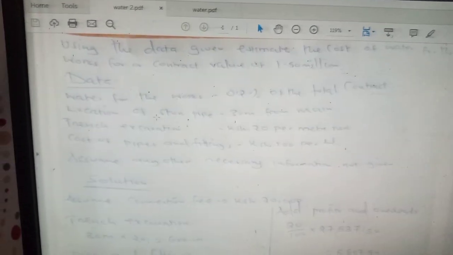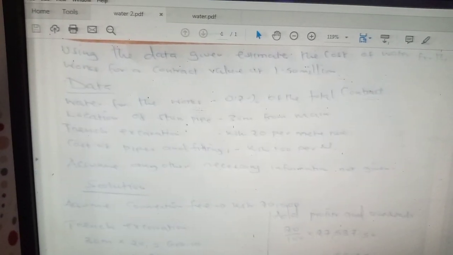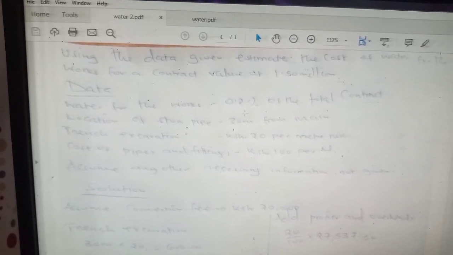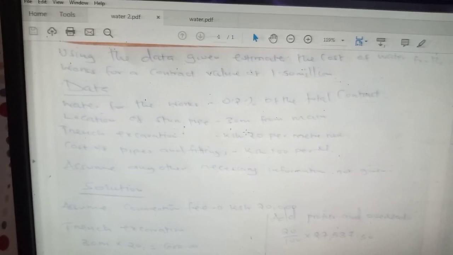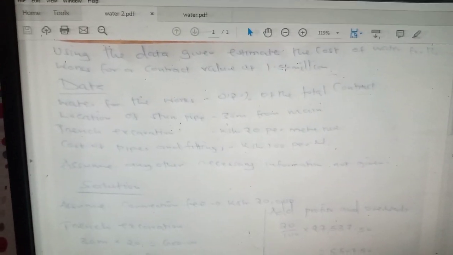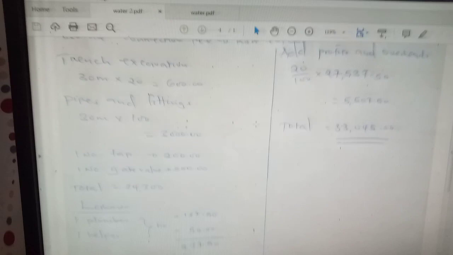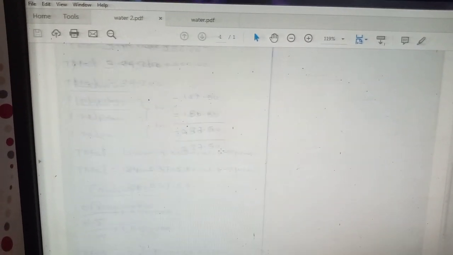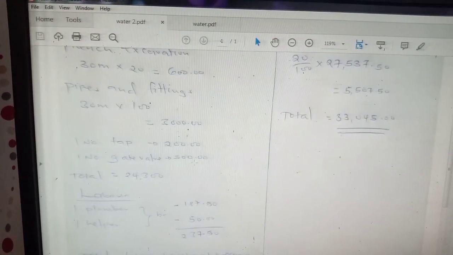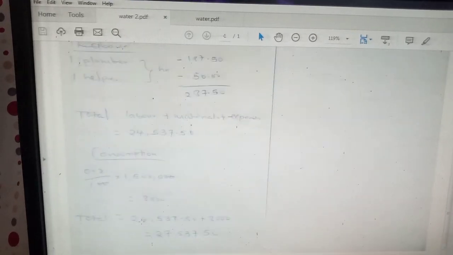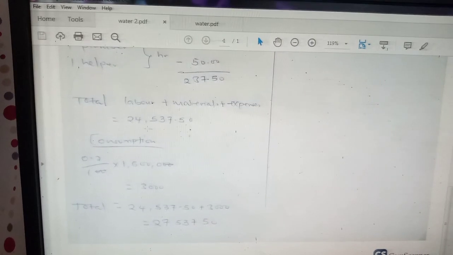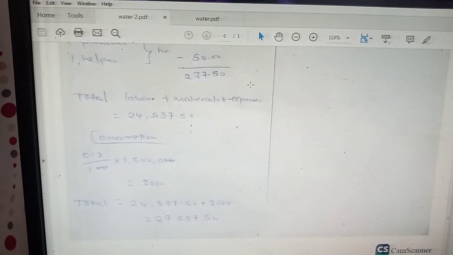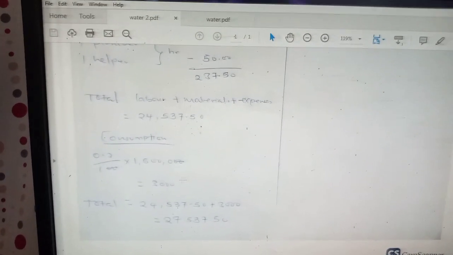After that, you'll then go to consumption of the water that you've connected to the site. The consumption we were given in the question is that water for the works will be 0.2% of the total contract, and the total contract was 1.5 million shillings. So 0.2% of 1.5 million shillings will be 3,000.